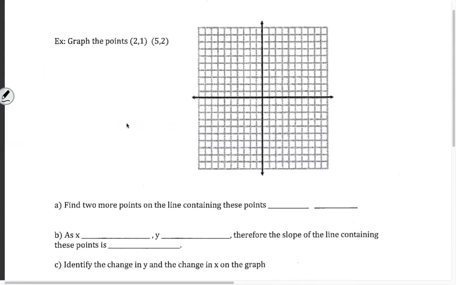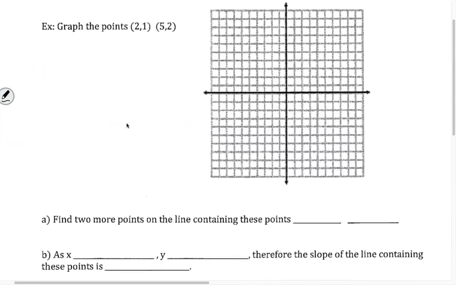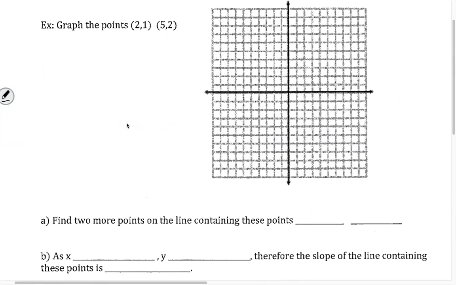And I'm pretty sure you can see where this is going. Now here, it says graph the points 2, 1, and 5, 2. So 2, 1, and 5, 2. All right, now I only have 2 points, 2, 1, 5, 2. So let me count my slope.